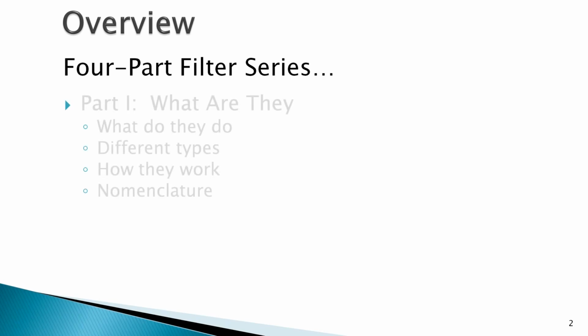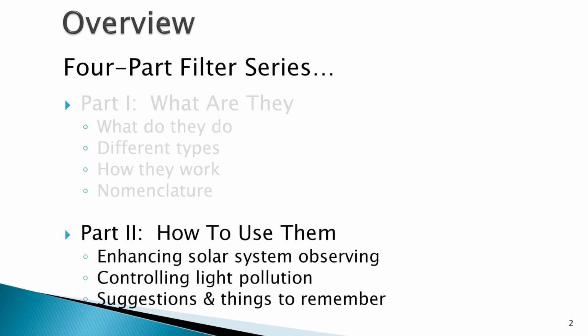Part 1 of this video series talked about what astronomical filters are, what they do, how they work, and some basic nomenclature. In this video, I will provide guidance on how to select filters for enhancing your solar system observing and for reducing light pollution. I will also give some tips on how to effectively use filters to improve your experience, whether you are a visual observer or an imager.